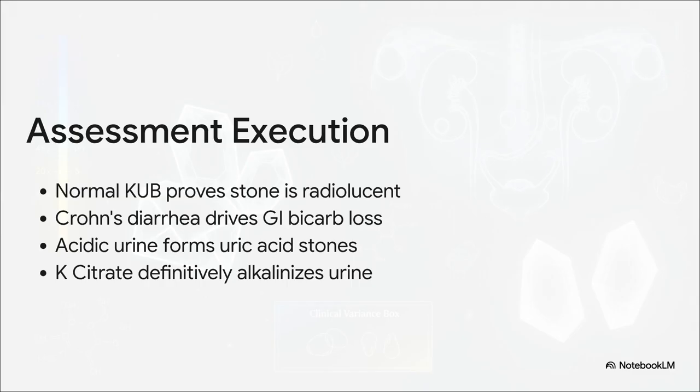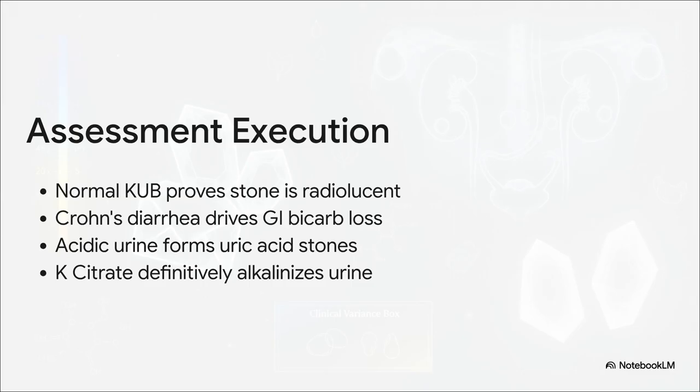This leaves us with the exact mechanism. The patient's Crohn's-induced chronic diarrhea drives massive bicarb loss, resulting in a highly acidic urine environment. This forms invisible, radiolucent uric acid stones, which perfectly explains the severe pain despite the totally normal X-ray. Therefore, we forcefully bypass all distractors and strictly select option E, potassium citrate, to aggressively alkalinize the urine and dissolve that radiolucent stone.